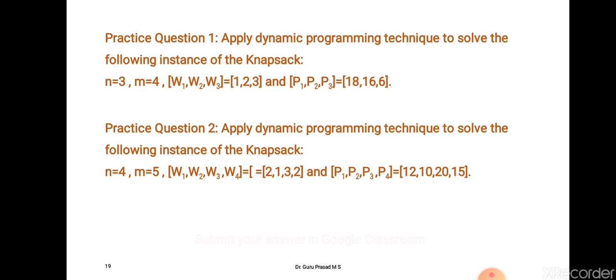Practice question 1: Apply the dynamic programming technique to solve the following instance of the knapsack. N equal to 3, m equal to 4. Weights are 1, 2, 3. Profits are 18, 16, 6. Practice question 2: Apply the dynamic programming technique to solve the following instance of the knapsack. N equal to 4, m equal to 5. Weights are 2, 1, 3, 2. Profits are 12, 10, 20, 15. Students, solve these problems and submit your answer in Google Classroom.